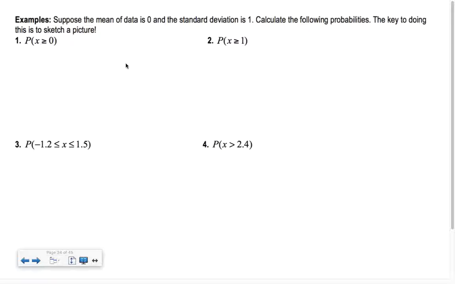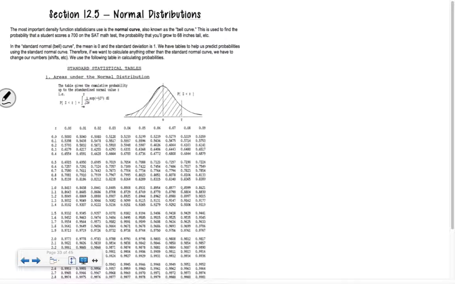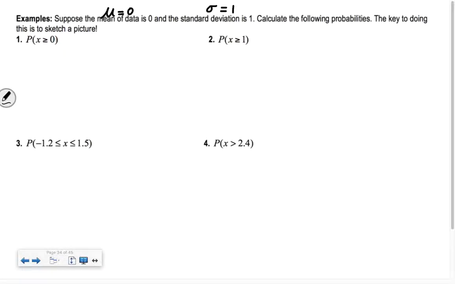It says, suppose the mean of data is 0 and the standard deviation is 1. If you remember from last time, we write mean with a mu, so mu is 0, and standard deviation is sigma, so sigma is 1. And that's what this standard normal table says: the mean is 0 and the standard deviation is 1. For each of these problems, we're going to draw a bell curve, and in the middle, our mean is equal to 0.